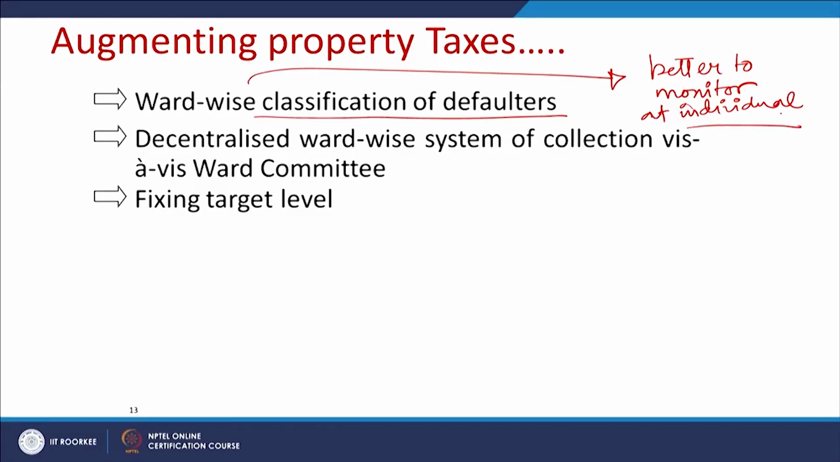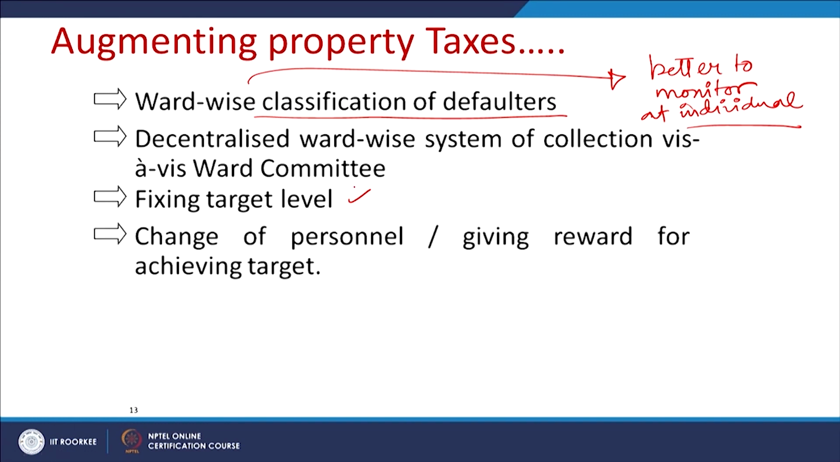So, if the collection is higher, you can also leverage some amount of the collection for the running of the ward committee office and the local community offices. In this way you can also enhance your revenue base, and also give some amount of money for running of the ward committee or the very local level offices. Then fixing target levels for the ward committees, change of personnel, giving reward for the achievement of targets.